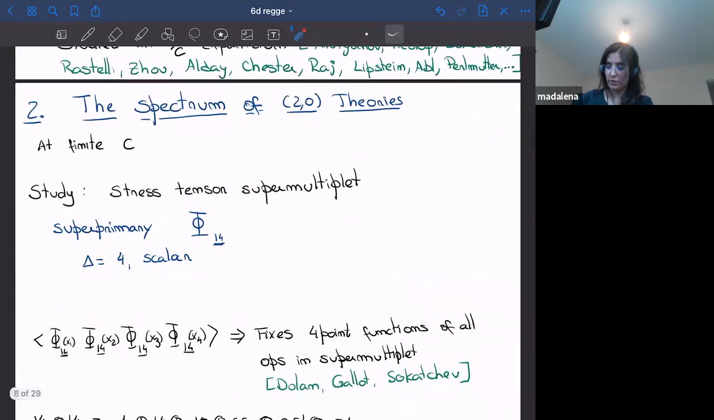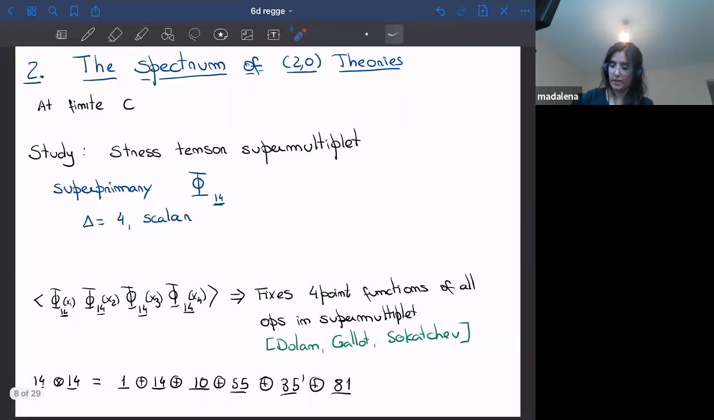So what we want to study is, again emphasizing, really at finite C. We want to study the most universal multiplet first. This is the multiplet that contains the stress tensor. The superprimary of this multiplet is a scalar. It's a dimension 4 scalar that transforms in the 14 of the R-symmetry algebra of the (2,0) series, which is SO(5)_R. And this is related by supersymmetry to the stress tensor of the theory.